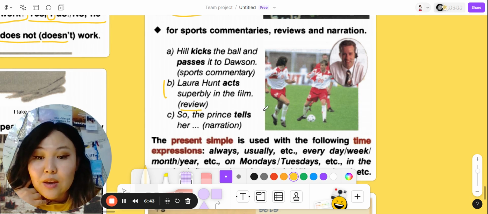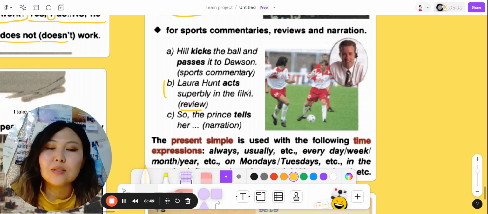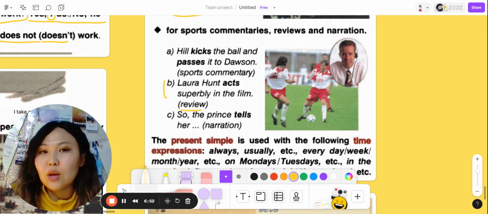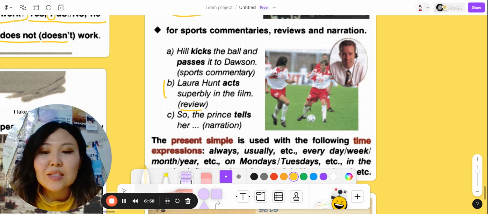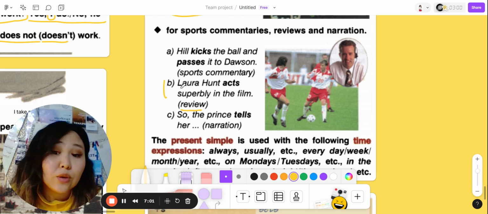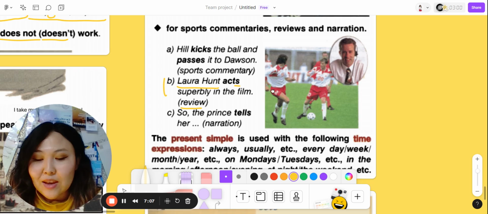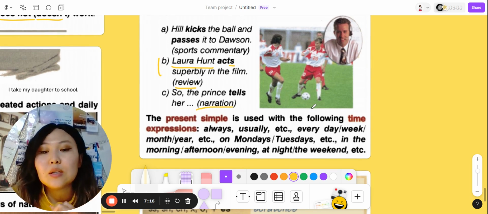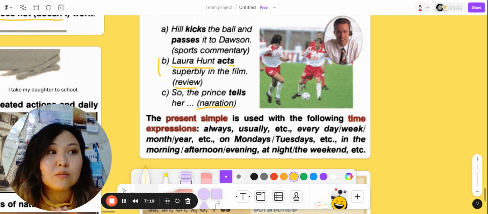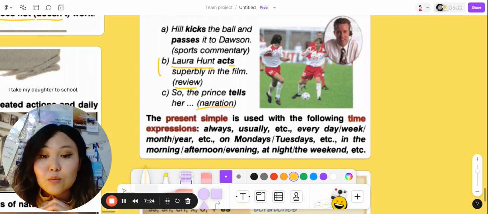Next example, Laura Hunt acts superbly in the film. This is a review. We can imagine that somebody watched a movie with this Laura Hunt and wrote some review about her, and he was stunned by her acting skills and wrote, Laura Hunt acts superbly in the film. We are talking about the third person singular, about her. That's why we're adding s to the verb. And the third example is, so the prince tells her, and it is narration. Narration can be seen in some books or some plays, if you read plays like Romeo and Juliet, and some other works of writers.